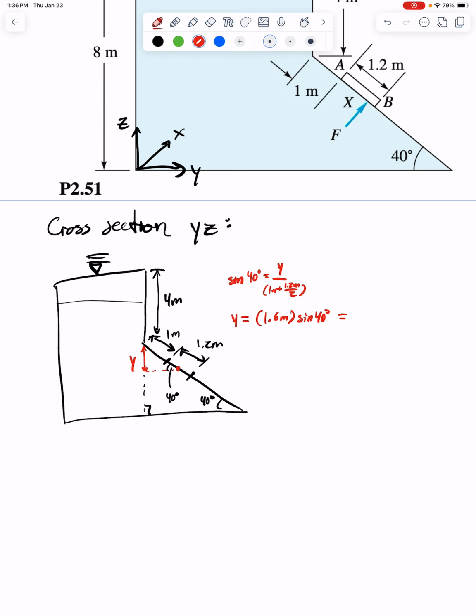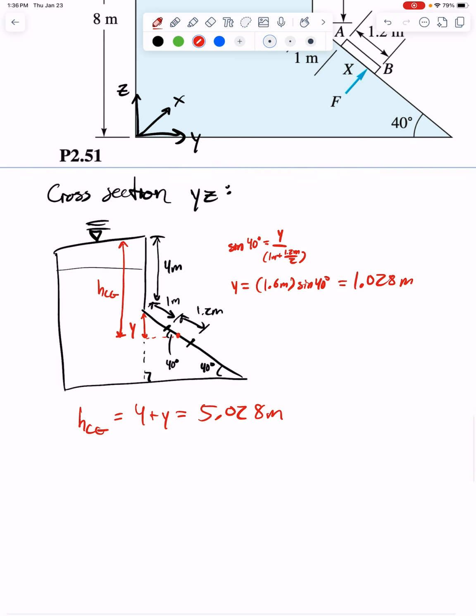That would give you 1.028 meters. Therefore, the total fluid column height sitting above the centroid is equal to 4 plus y, which is equal to 5.028 meters. Once again, that's the height of the fluid column sitting above your centroid.